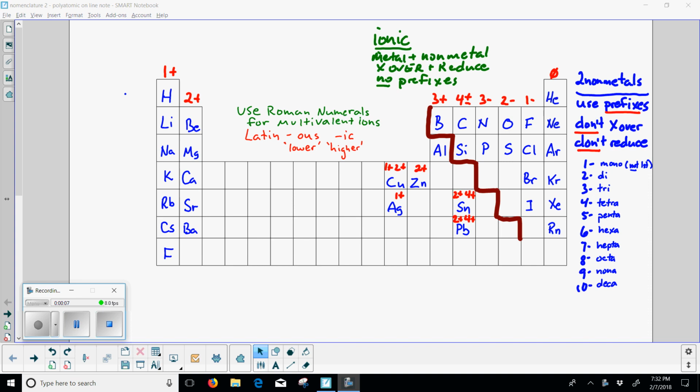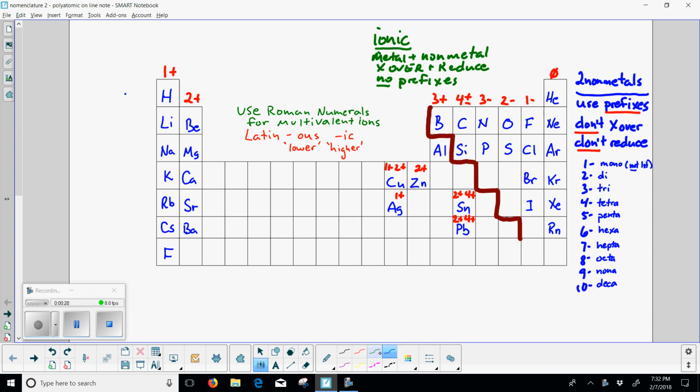So what I have on screen right now is just a quick summary note that you might want to do when you have a chance. It just summarizes a lot of what we've done so far. So just to recap, what we looked at the other day was how to name and write formulas for ionic and also for molecular compounds.